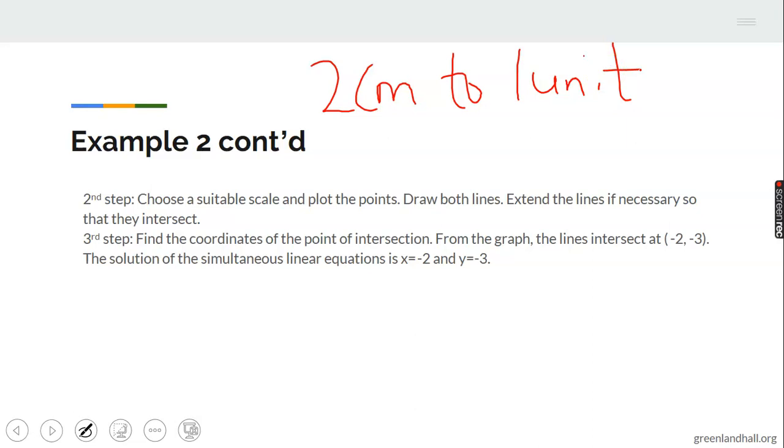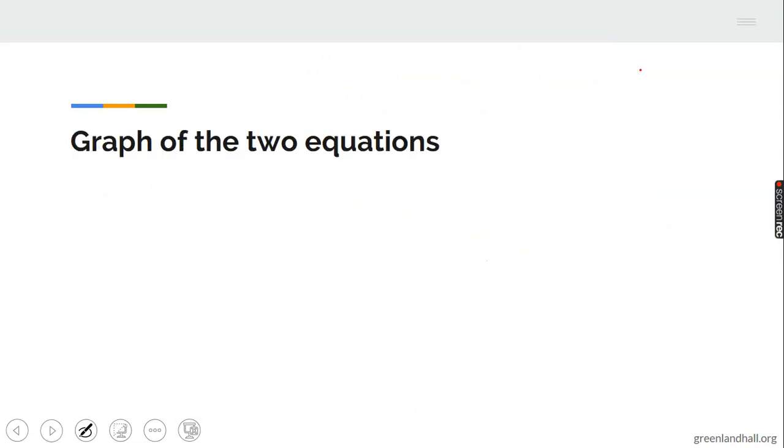Okay. Then you must draw both lines. Extend the lines if necessary so that they intersect. You must extend the line. You must draw the equation of the two graphs on the same graph, not on separate graphs. And you must extend those lines so that they both intersect. Then the next one is you must find the point of intersection.